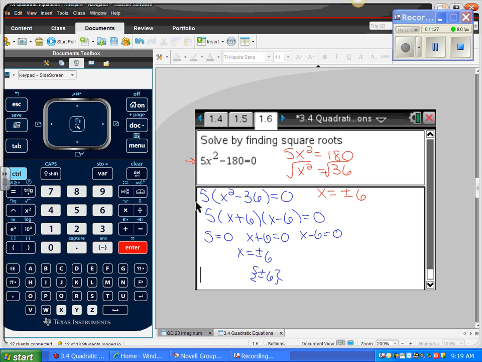When it's just an x squared, you can solve it using square root, okay? It's in your book.